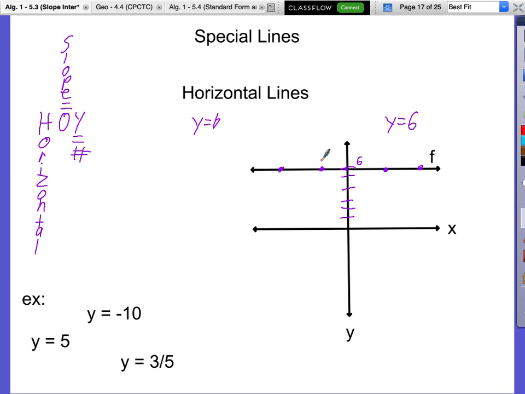Y equal to 6. Okay. So some other examples you could have: y is equal to -10. That'd be if it was crossing at -10, like down here. Y is equal to 5, like one below this. And y is equal to 3/5, so like right around there. And they would all just be perfect horizontal lines.